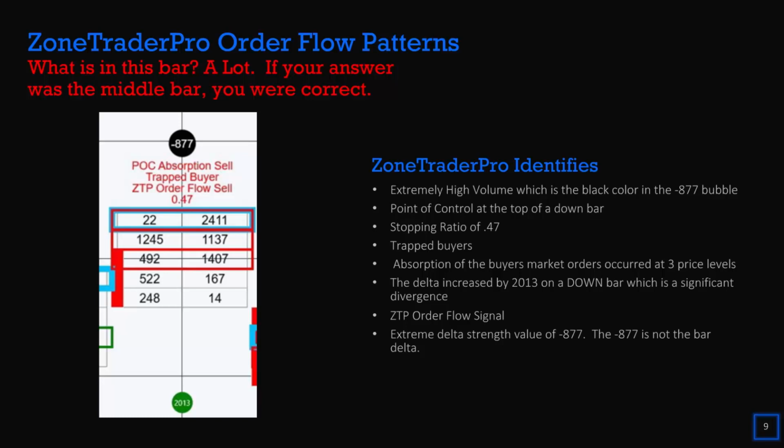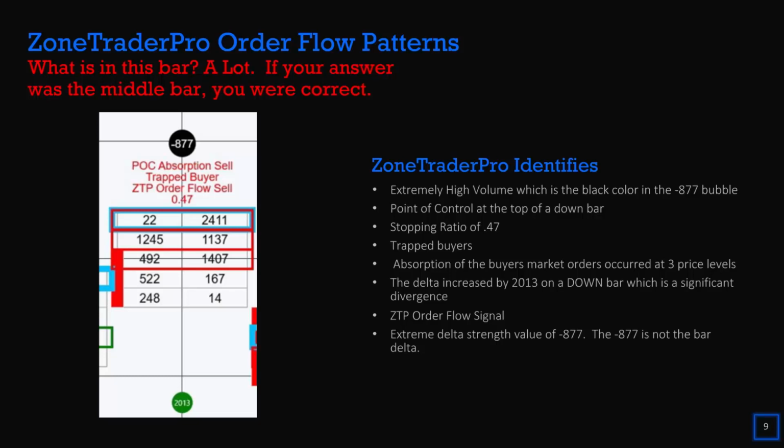If you saw something in the bar that was in the middle, you were correct. And ZoneTraderPro identified a lot of information in that bar. Basically, what we're looking at here is it identified 4 different signals. The first being the point of control absorption. It identified trap buyers. It gave the ZTP order flow sell, and it also identified a stopping ratio.